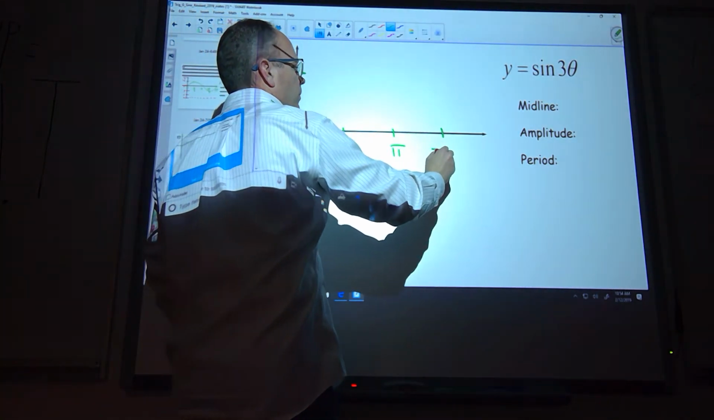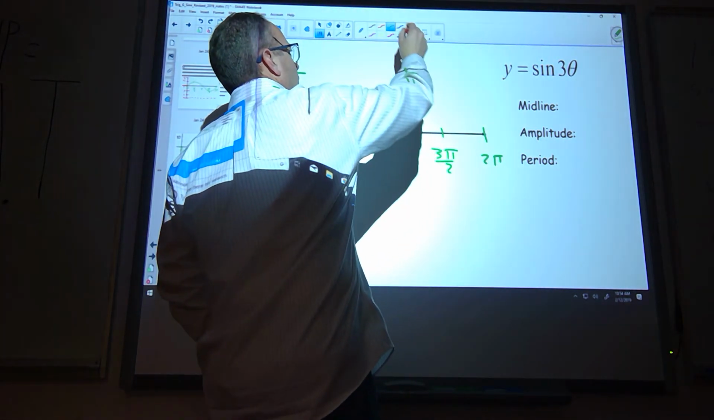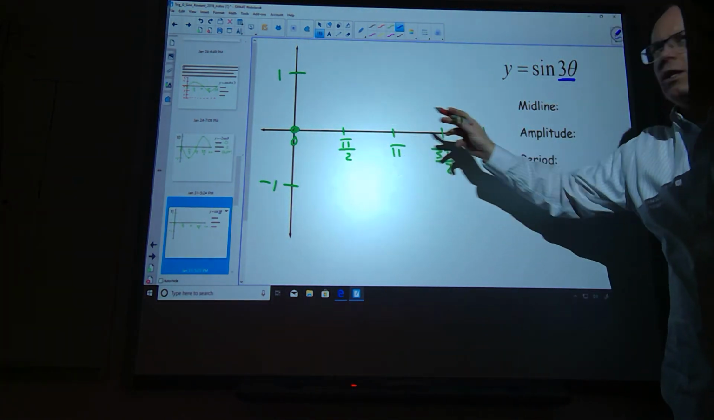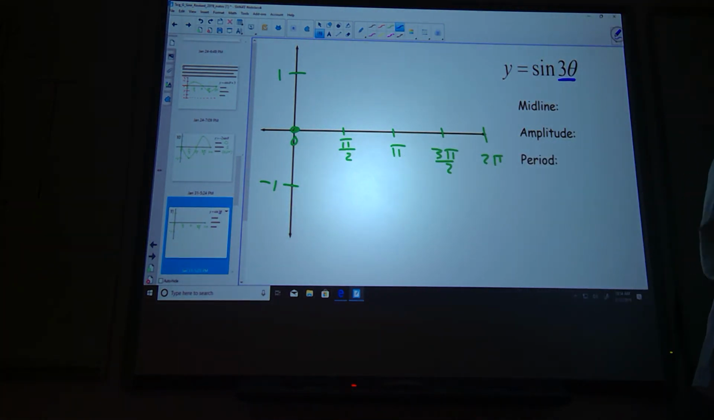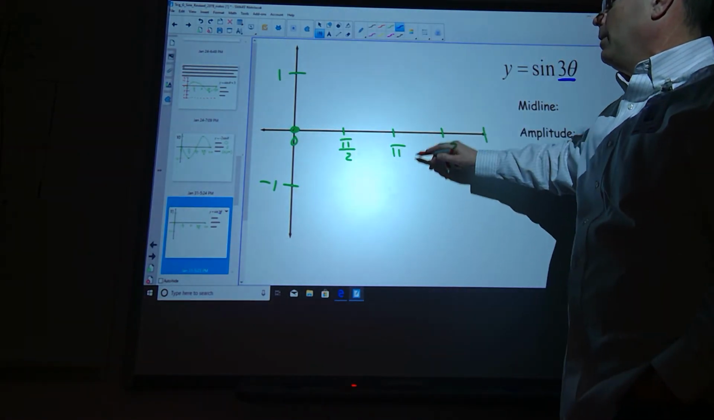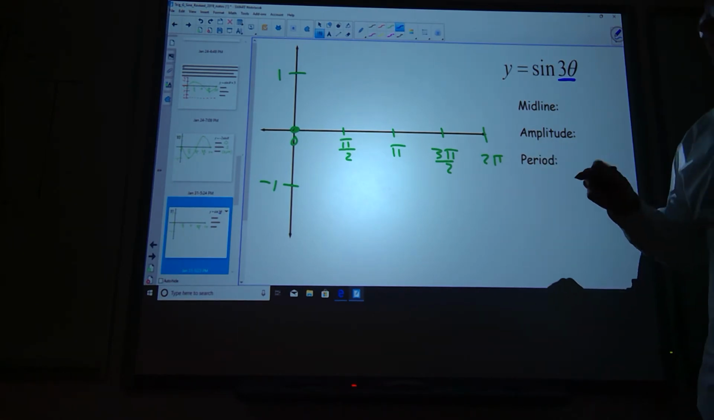3 pi over 2 and 2 pi. Agree? All right. This means it's going to happen 3 times in here. But there's no way I'm going to say, hey, let's try and artistically show this happens 3 times in here. Got it? So watch what I'm going to do. Put your pencils down. Watch.